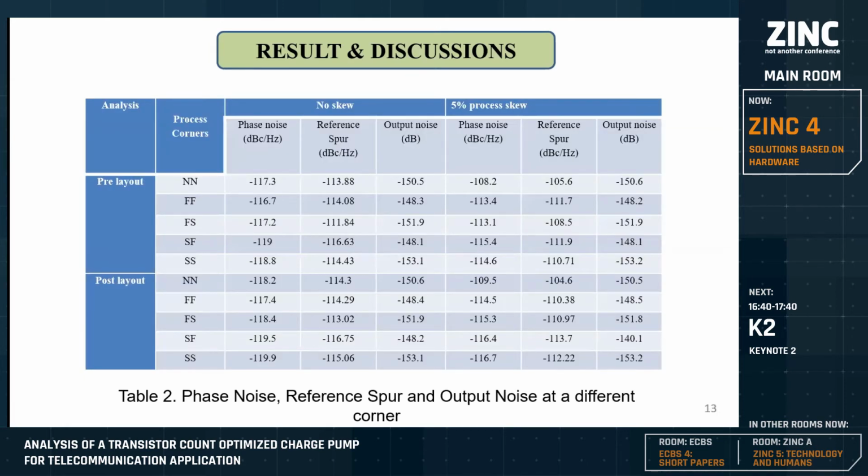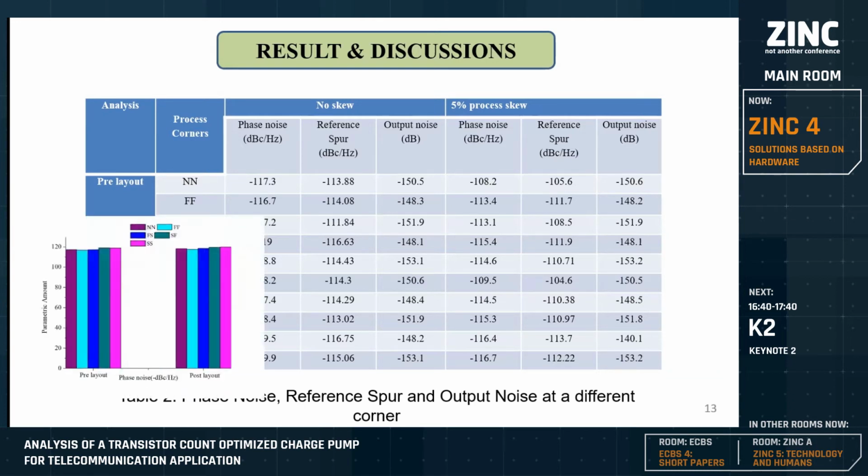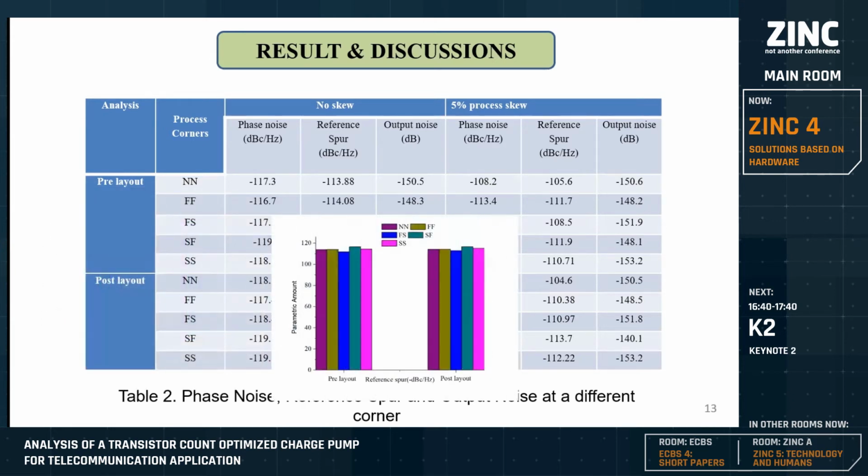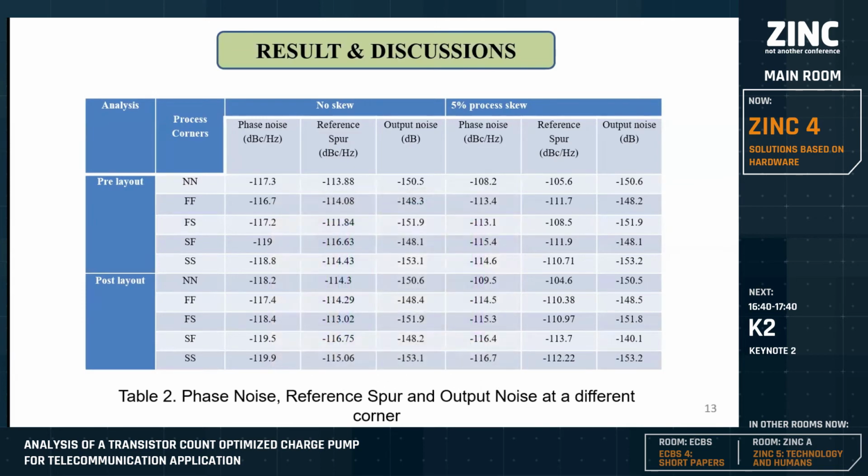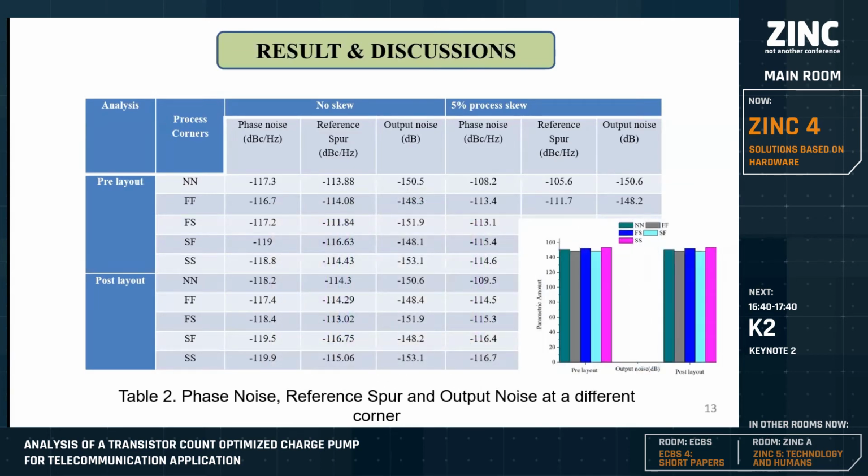Now we are showing the process skew with no skew and 5% process skew for phase noise, reference curve, and output noise, for both pre-layout and post-layout. From the bar chart, we can show the values of the parameters. This is the phase noise bar chart. Then here is the reference curve bar chart, which is counting minus 3.88 in the nominal corner. And then this is the output noise.